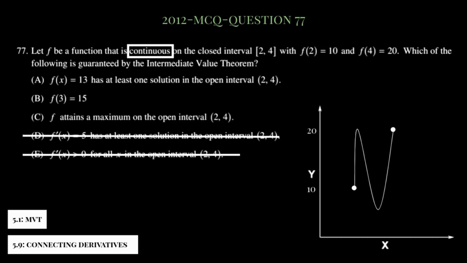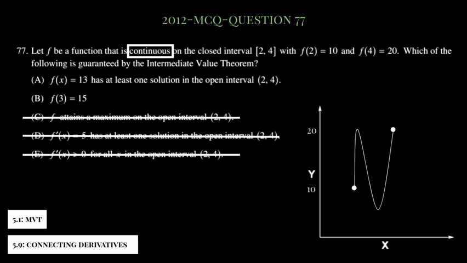Next, C discusses minimums and maximums, saying that f attains a maximum on the open interval from 2 to 4. Again, this isn't really applied by the IVT. The IVT is more talking about existence, so we know that this isn't our answer. Now it's just between A and B.